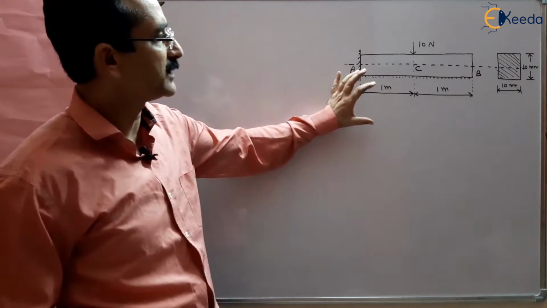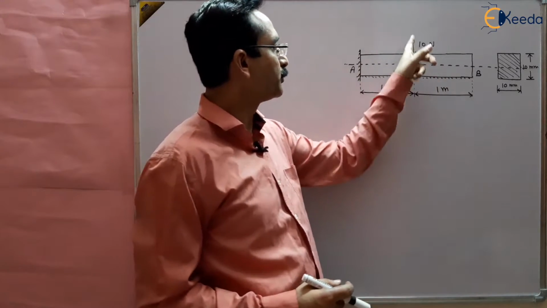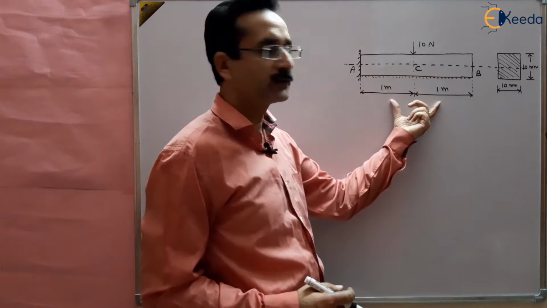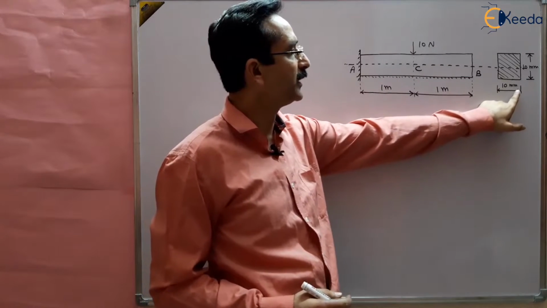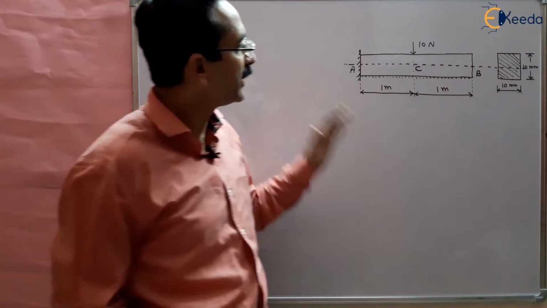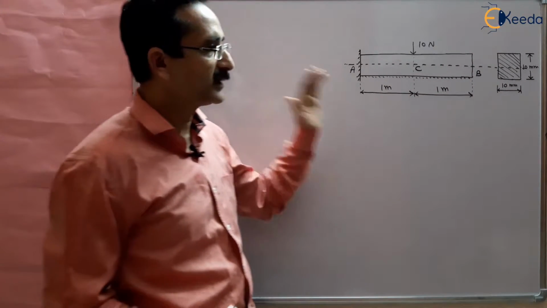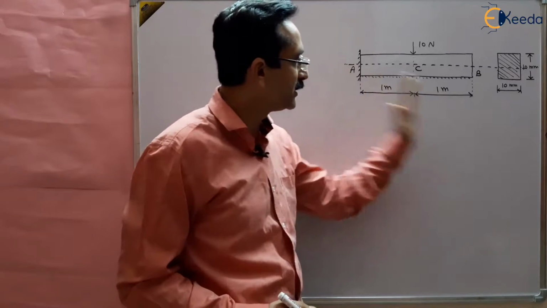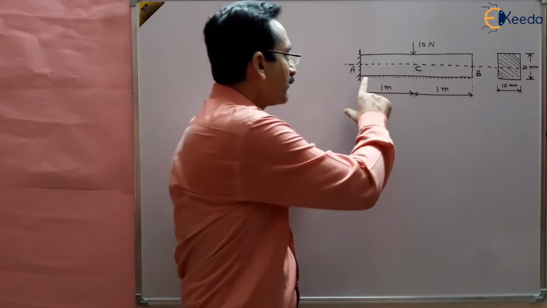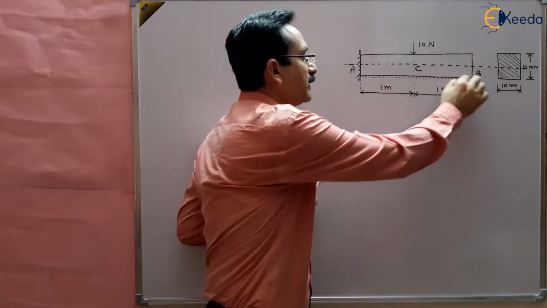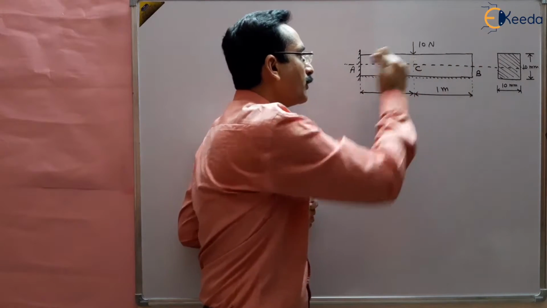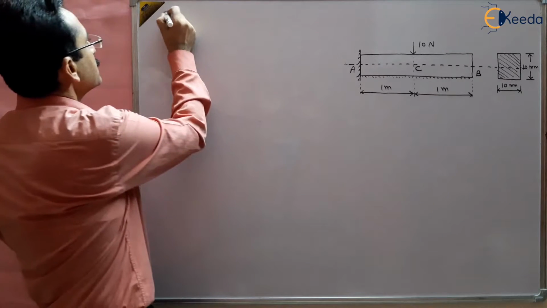This question contains a cantilever beam with a point load at the center. The total length of the beam is 2 meters and it has a square cross section of 10 millimeter by 10 millimeter. We have to draw the bending stress diagram of this beam, and for the entire length the stress is to be taken at the outer fiber, which is the lower part of the beam. Let us solve this question.